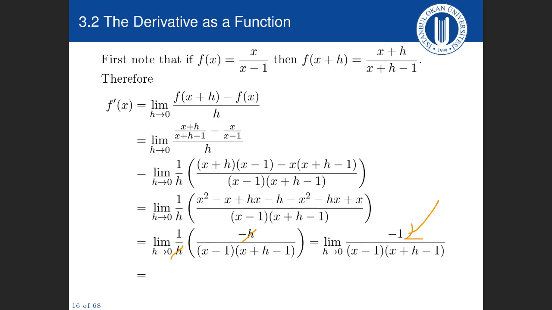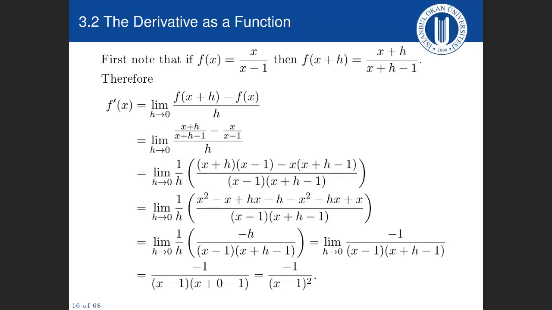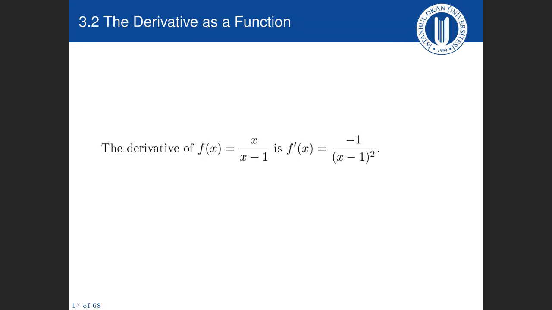At this point, we can replace the h by 0. Minus 1 over x minus 1, x plus 0 minus 1. And that is equal to minus 1 over x minus 1 squared. So the answer to this question is the derivative of x over x minus 1 is minus 1 over x minus 1 squared.